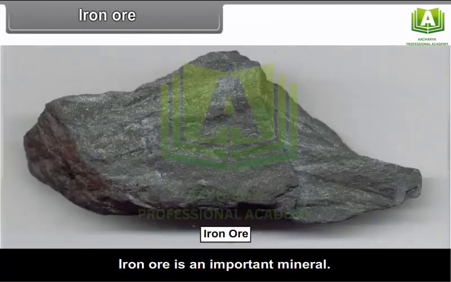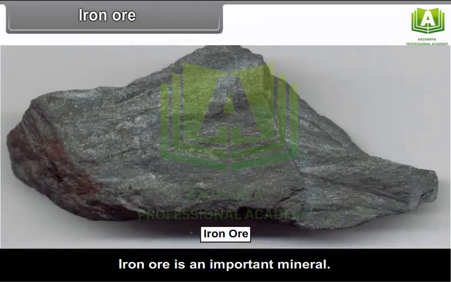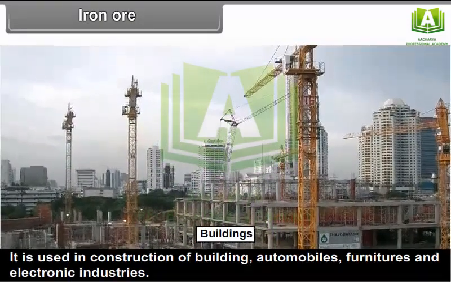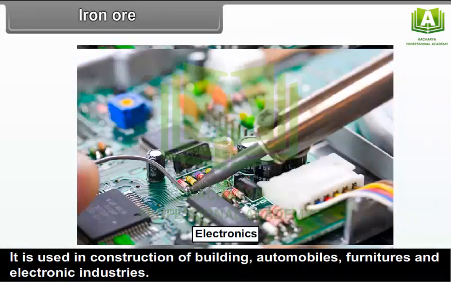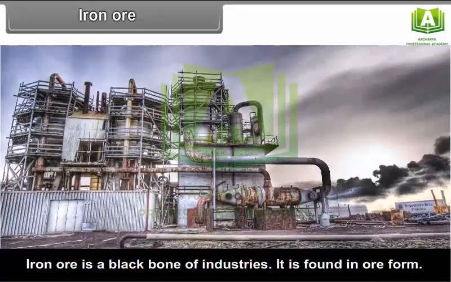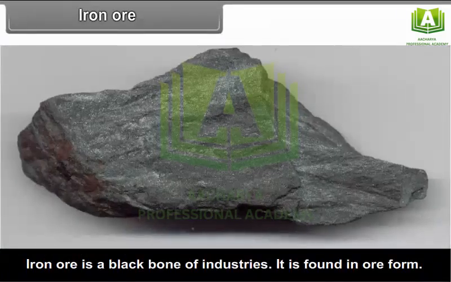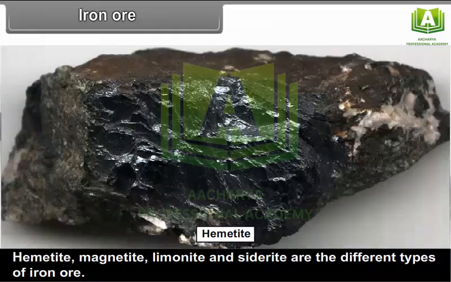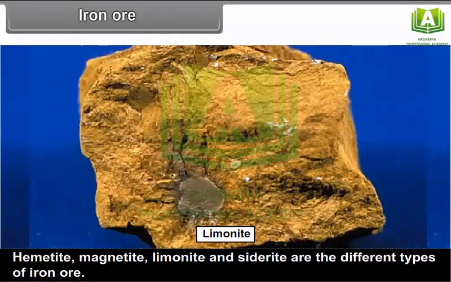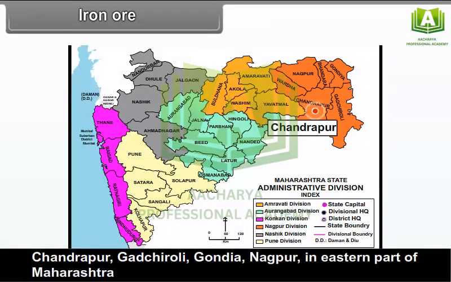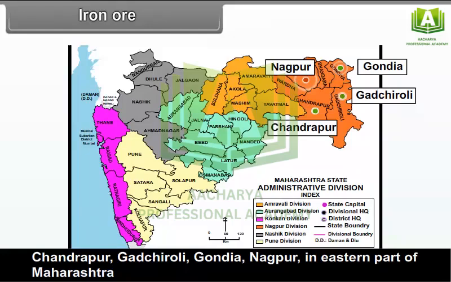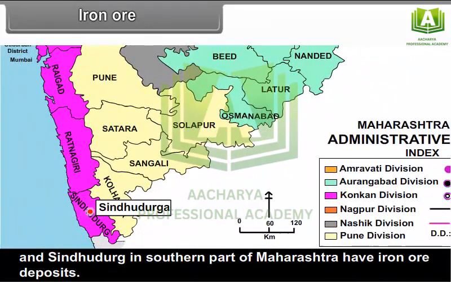Iron ore. Iron ore is an important mineral. It is used in the construction of buildings, automobiles, furniture and electronic industries. Iron ore is the backbone of the industries. It is found in ore form. Hematite, magnetite, limonite and siderite are the different types of iron ore. Chandrapur, Gadchiroli, Gondia, Nagpur in the eastern part of Maharashtra and Sindhudurg in the southern part of Maharashtra have iron ore deposits.